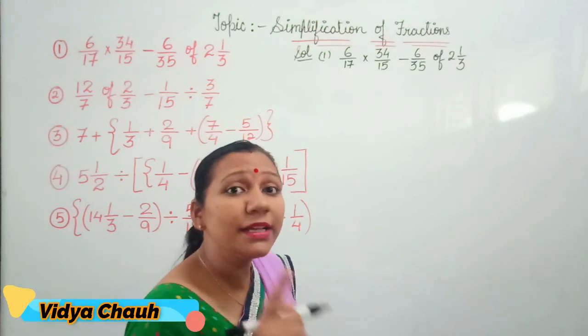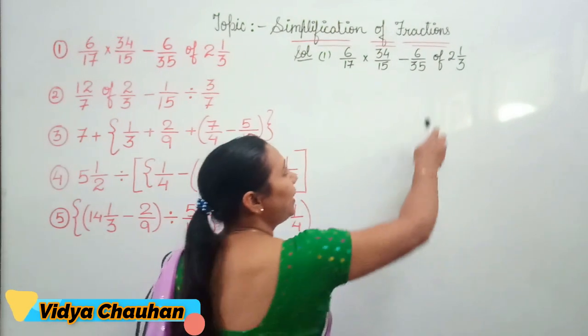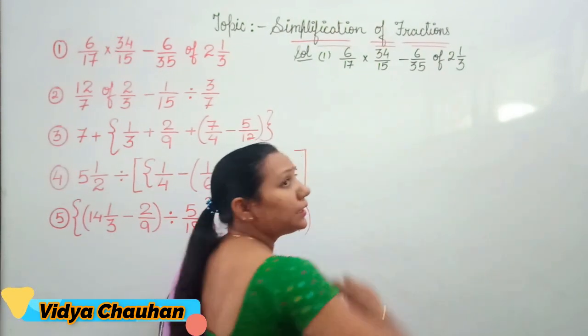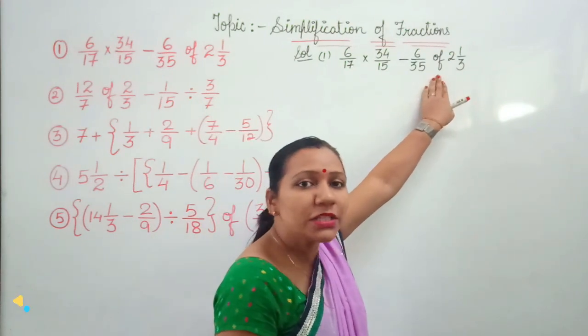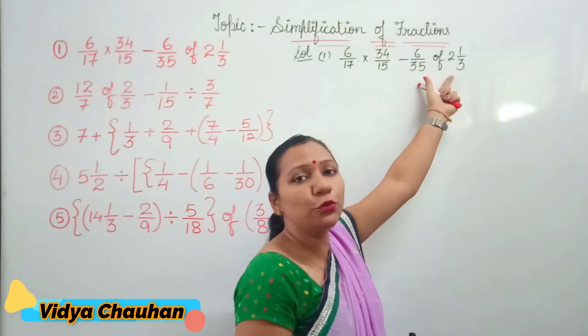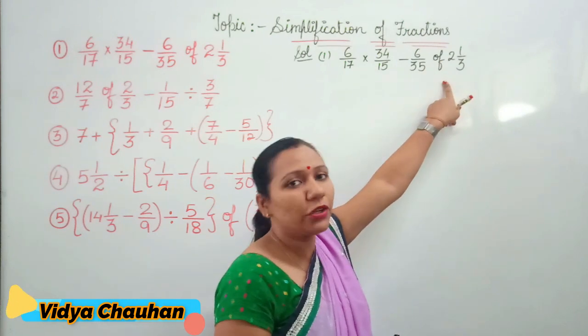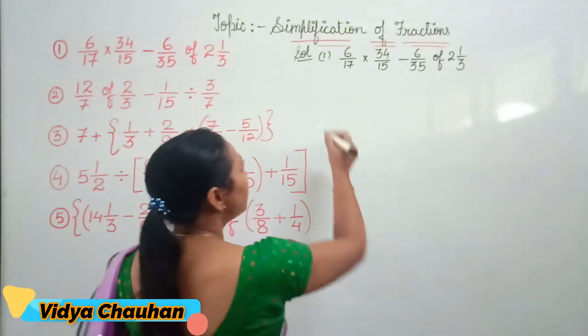Second, after bracket it is 'of'. So do we have an 'of' operation here? Yes, we have an 'of'. So that means very first we need to solve these two terms carrying the operation 'of'. So let us start solving this out.